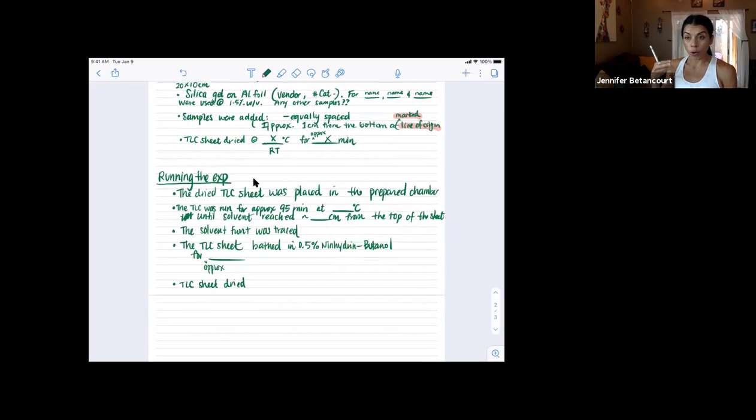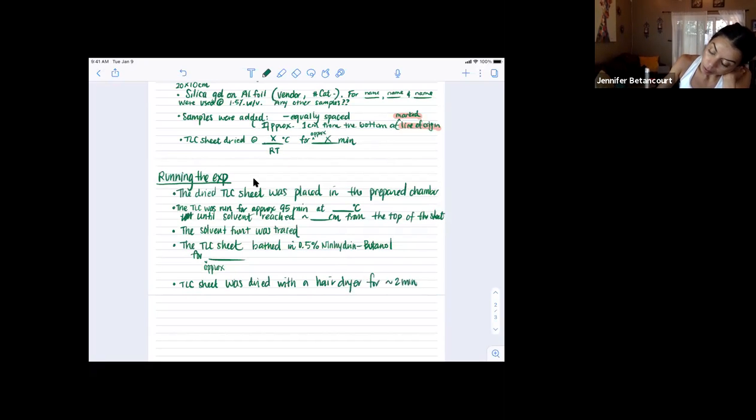So the TLC sheet dried, or if you dried it a special way, just tell me, in chronological order, how did you dry this TLC sheet? Okay, hair dryer for how long? You can give me an approximate time, that's fine. Okay, so I will call that approximately 2 minutes. Okay, great.